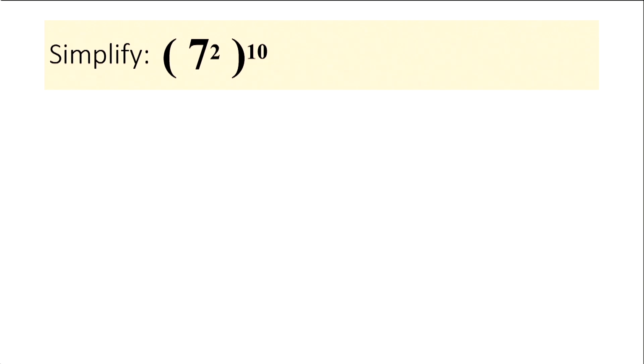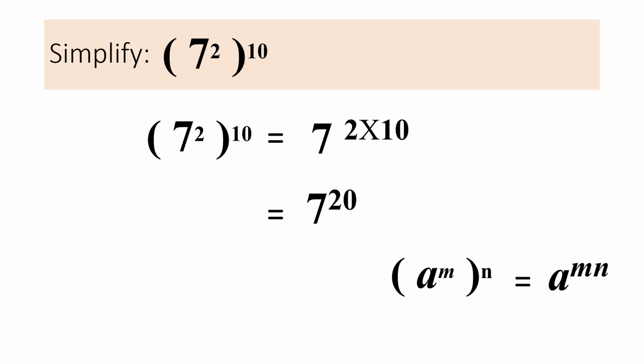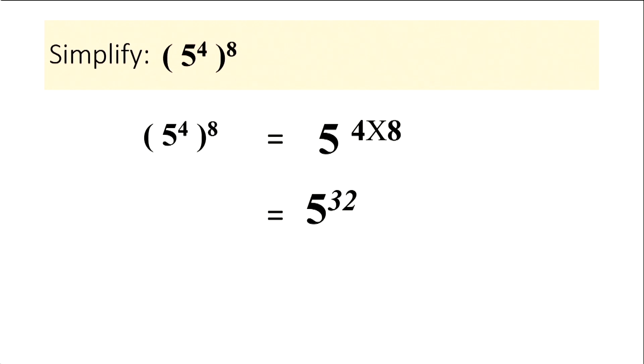We shall solve a few problems based on this law. Here the question is 7 squared to the power of 10. We can write simply 7 to the power of 2 into 10, which is equal to 7 to the power of 20. So remember the law used to simplify these kinds of exponents, that is a to the power of m to the power of n is equal to a to the power of m into n. Similarly, 5 to the power of 4 to the power of 8 can be simplified by using the law as 5 to the power of 4 into 8, which is equal to 32. 8 4s are 32. 5 to the power of 32 is the answer for 5 to the power of 4 to the power of 8. Here also we have used the law a to the power of m to the power of n is equal to a to the power of m into n.